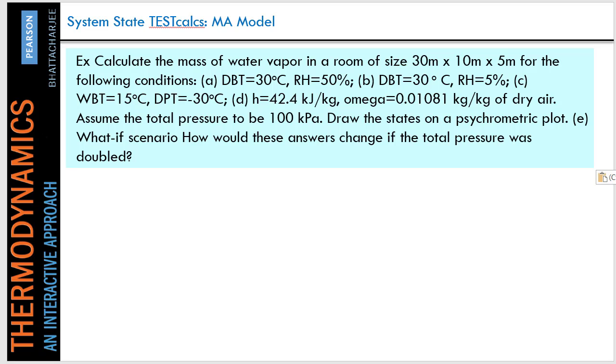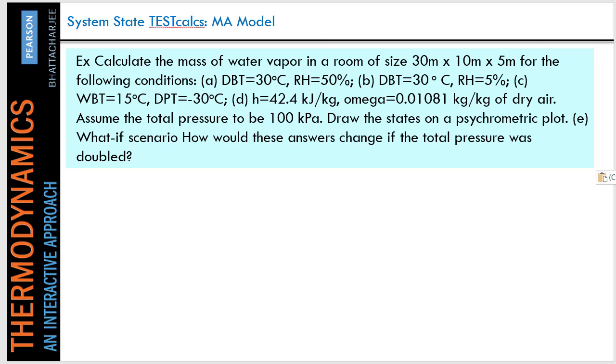This problem asks us to find the mass of water vapor in a 30 by 10 by 5 meter cubed room at 100 kPa with various conditions, and then to draw that on a psychrometric plot. And then it asks later what would the answer be if the total pressure was instead at 200 kPa.